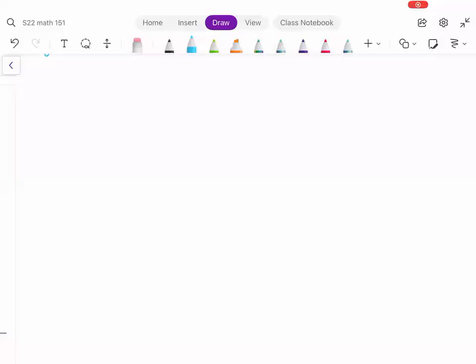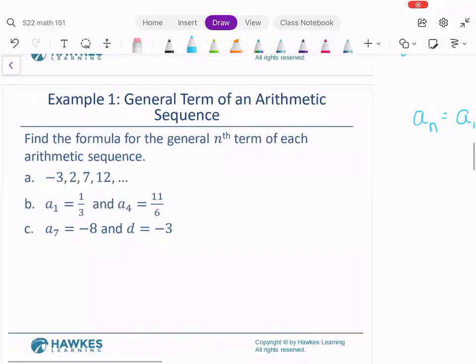As we've already discussed, for arithmetic sequences, the general term for the nth term is a sub n is equal to a sub 1 plus n minus 1 times d. So how do we actually find the general term of an arithmetic sequence? Well, let's look at a couple of examples.